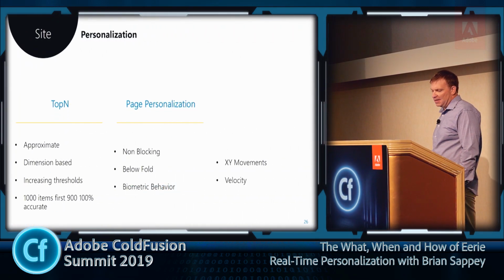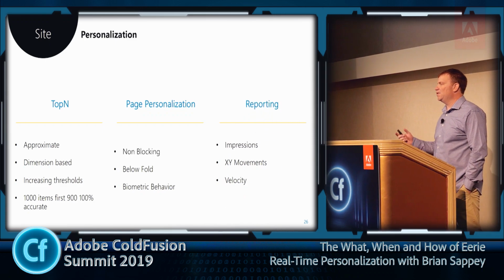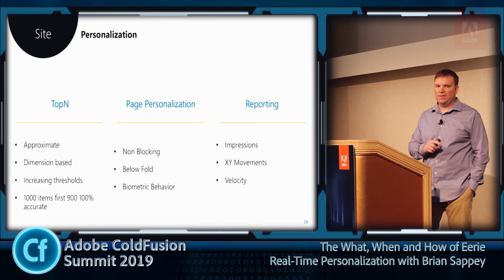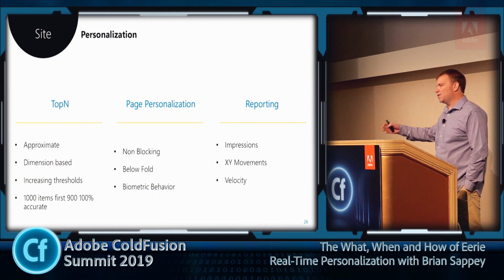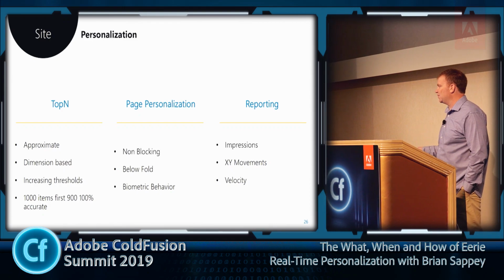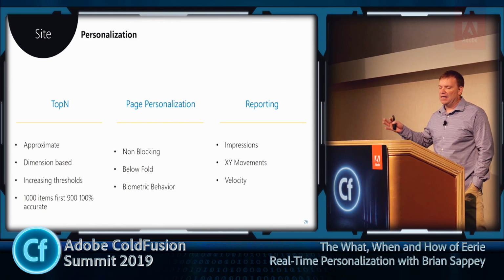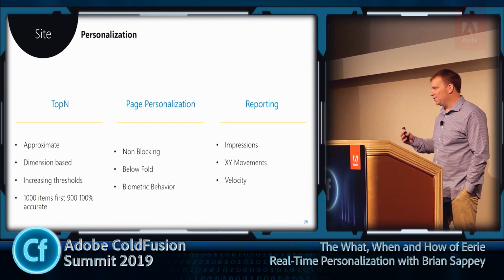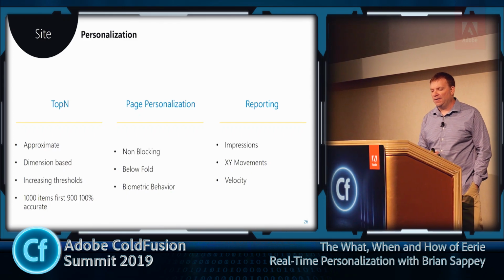All right, let's talk about personalization. So TopN gives you an approximate query. It's all dimension based. I want to know the top searches. I want to know the top pages. I want to know the top products. Very, very simple syntax to write, and very powerful. It allows you to do widgets or carousels or interactions with that page.